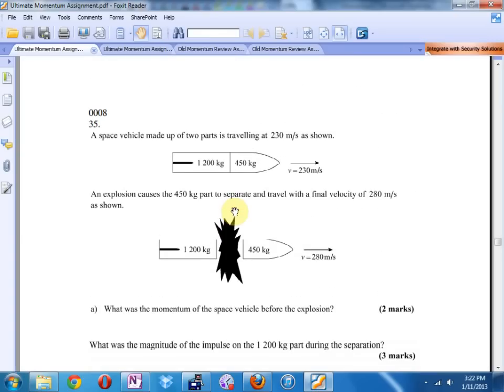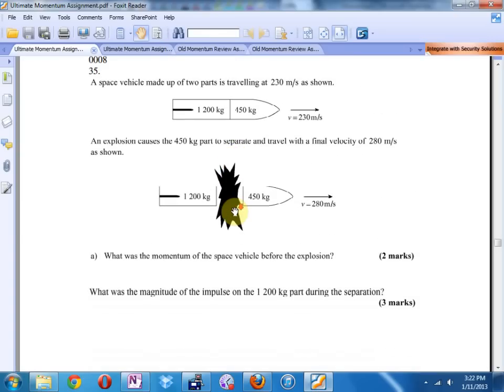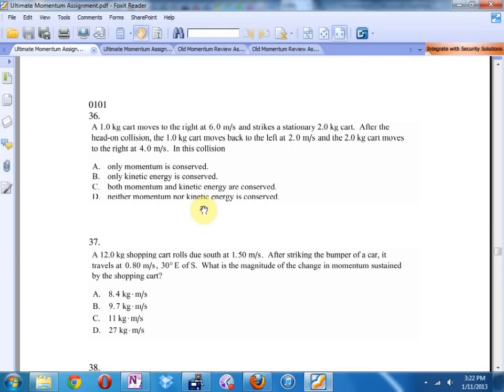Again, here's another explosion, but this is linear. I think in this one, though, when you crunch the numbers, the smaller chunk of space capsule ends up moving backwards after the explosion. Don't quote me on that, though. I haven't done that one for a while.